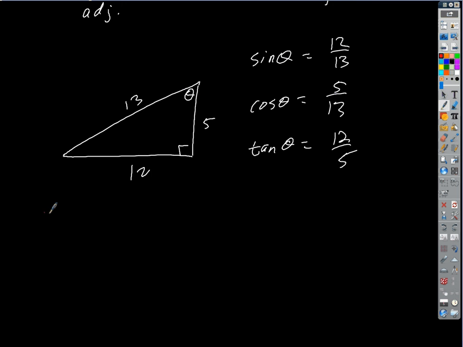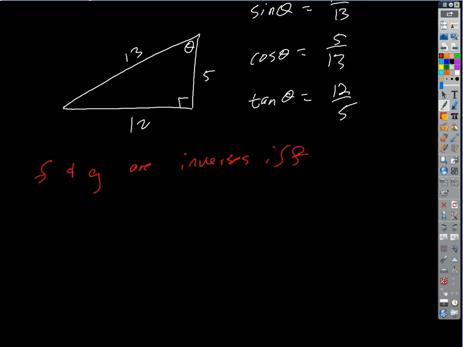If we throw in a little math here. So f and g are inverses if and only if what's true? They compose to get x. So if f of g of x is equal to x.